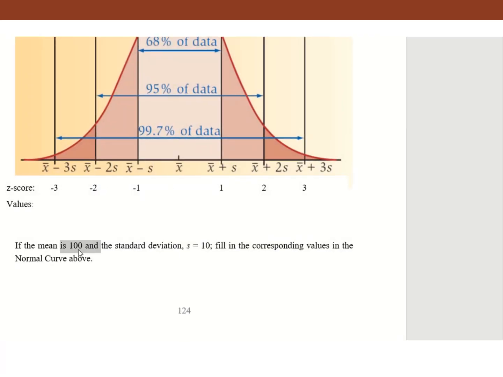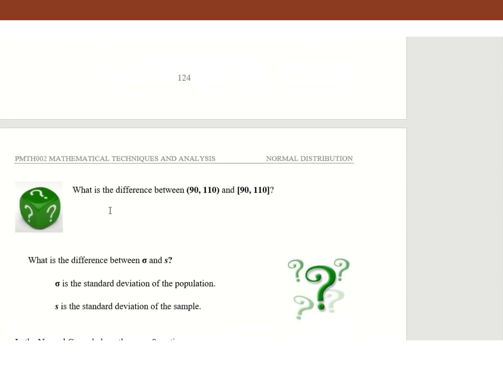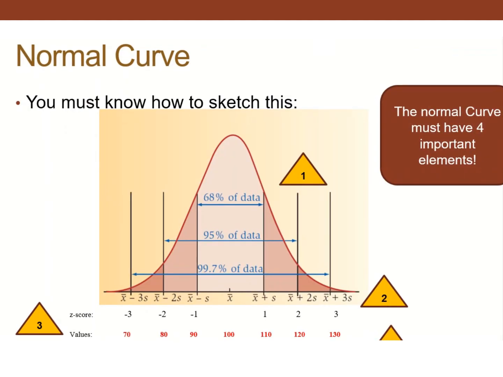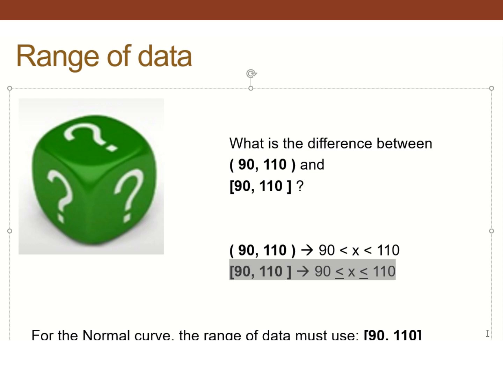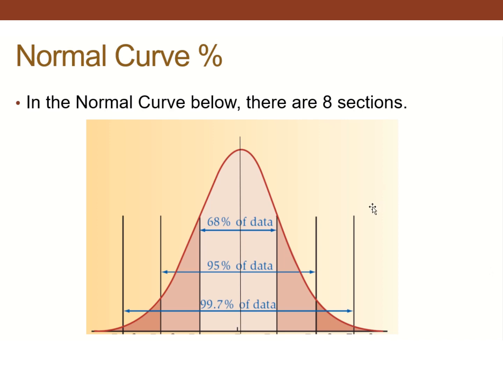So right here, what you're going to be doing for me is just filling up the values here. That's it. All right, so let's look at this. You may need to fill up this part. Follow my video, yeah? So what is the difference between the curved bracket and the square bracket? The curved bracket doesn't include 90 and 110. The square brackets include 90 and 110. So what you are going to be using now when it comes to normal distribution is the square brackets.